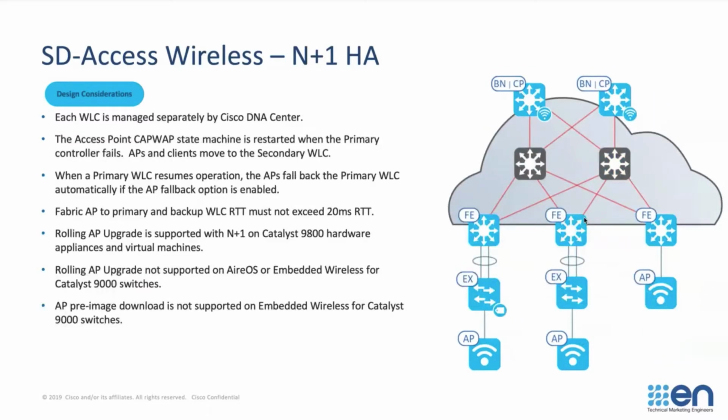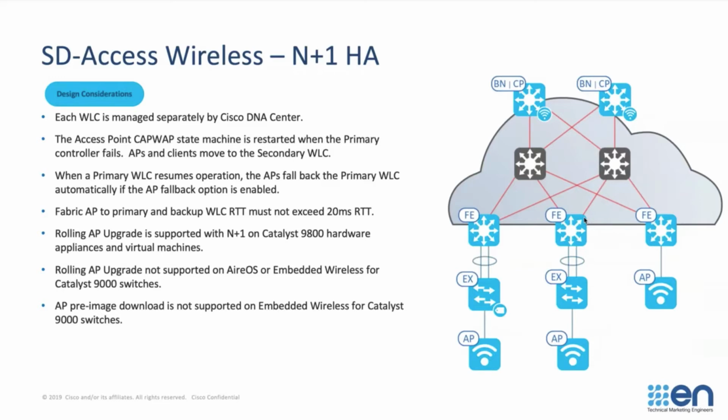Some of the design considerations when you're running N+1 HA: first, each WLC has to be separately managed by Cisco DNA Center. If you remember in the earlier SSO mode, you can set up SSO where the two wireless LAN controllers act as a single WLC, but here each individual WLC has to be managed separately by Cisco DNA Center. And when you are managing the WLC, the APs which are part of that particular site have to be mapped to a primary WLC as well as a secondary WLC. So you need to add a location where this primary WLC acts.